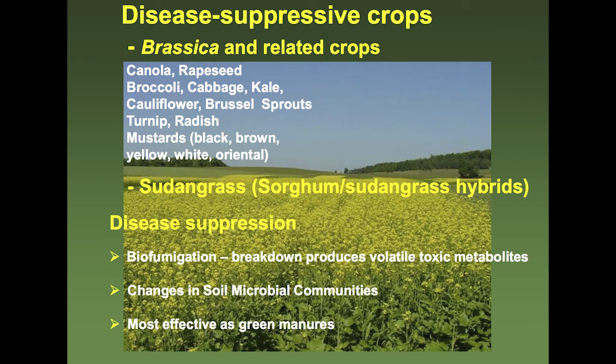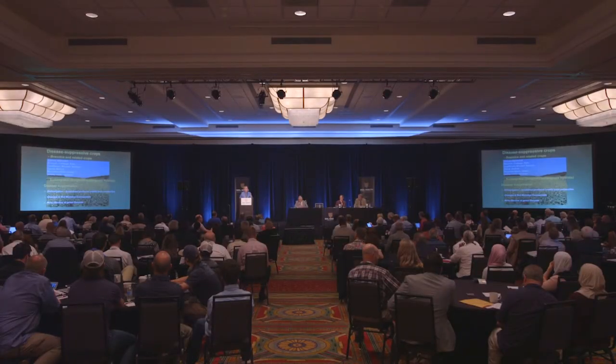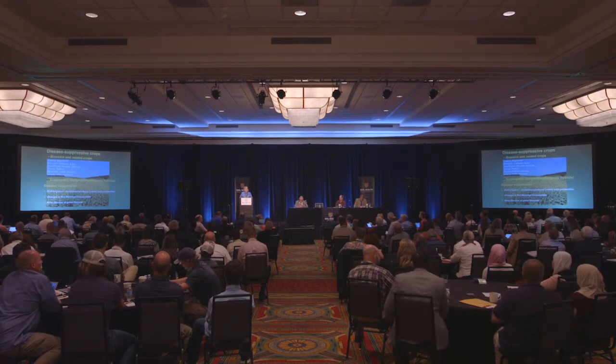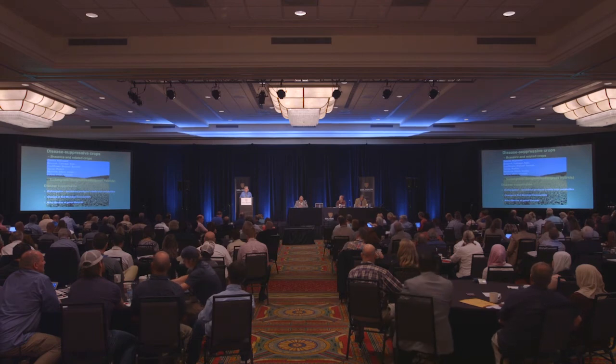But for both of these groups, the disease suppression is a result of multiple mechanisms of action. You have disease suppression due to what's referred to as biofumigation, which is where these plants produce compounds that, when broken down, release volatile toxic metabolites, which can kill plant pathogens and suppress these diseases. And in addition to this, and just as important, maybe even more important, the disease suppression is due to changes in the soil microbial communities. And these changes are partly independent of their biofumigation properties. But because these types of plants tend to have this biofumigation activity, they tend to be most effective when used as green manure, so that those breakdown products can be used for that.